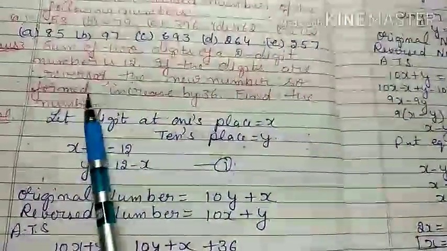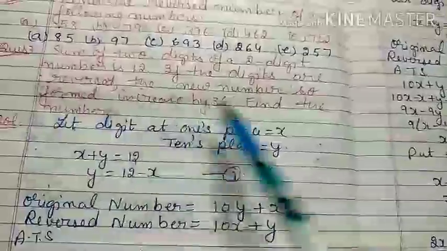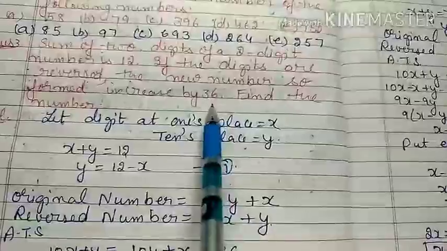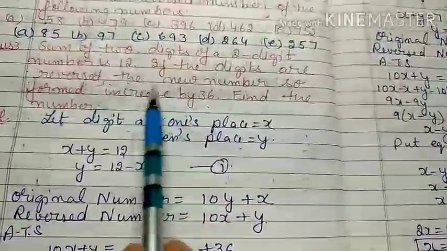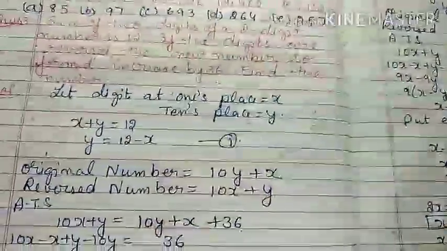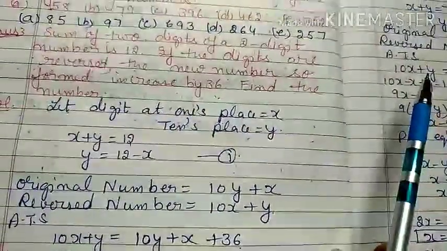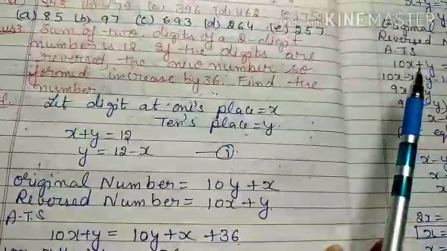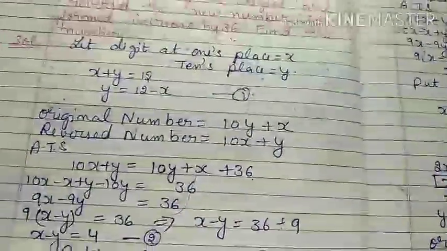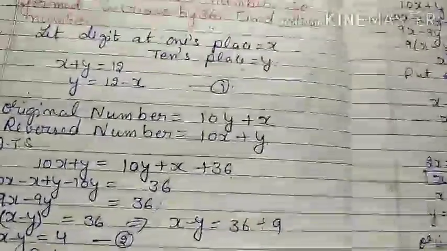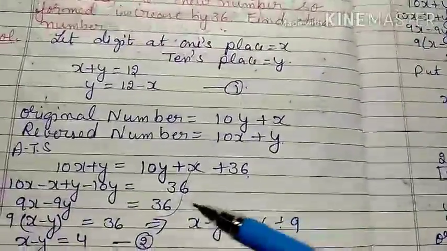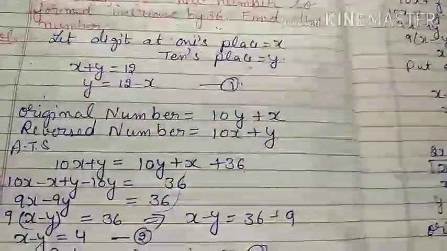If you add these 2 digits separately, that gives you 12. If the digits are reversed, the new number so formed increases by 36. Find the number. It means if in the original number you add 36, the new number you get will be its reverse.